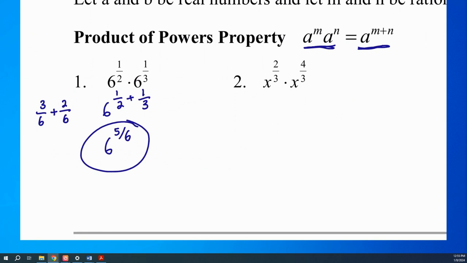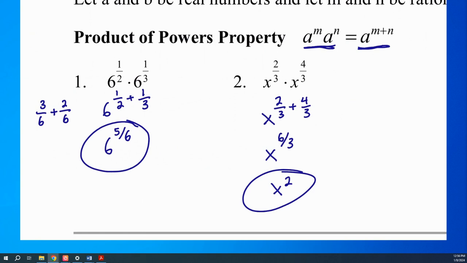Okay. I can also do it with a base that's just an x. So here, again, I'm going to add those exponents. So 2/3 plus 4/3. What is that going to give me? X to the what? Well, it'd be 6/3, right? Because we just add those numerators, because we already have common denominators. And what is 6/3? 2. So this rule can actually help us to simplify those exponents so that instead of having to work with 2/3 and 4/3, we can just work with something that's squared.